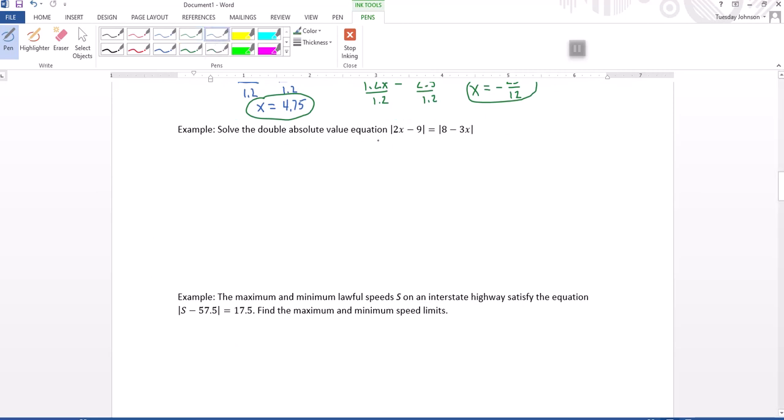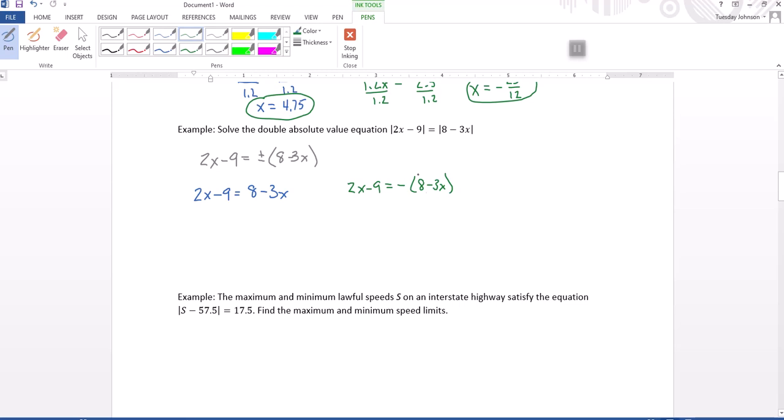All right, now a double absolute value equation, it seems like it might be double the work, right? But the property says once you have an absolute value isolated, we will have 2x minus 9 equals plus or minus the whole right-hand side. So we will have 2x minus 9 equals 8 minus 3x. And we will have 2x minus 9 equals negative 8 minus 3x.